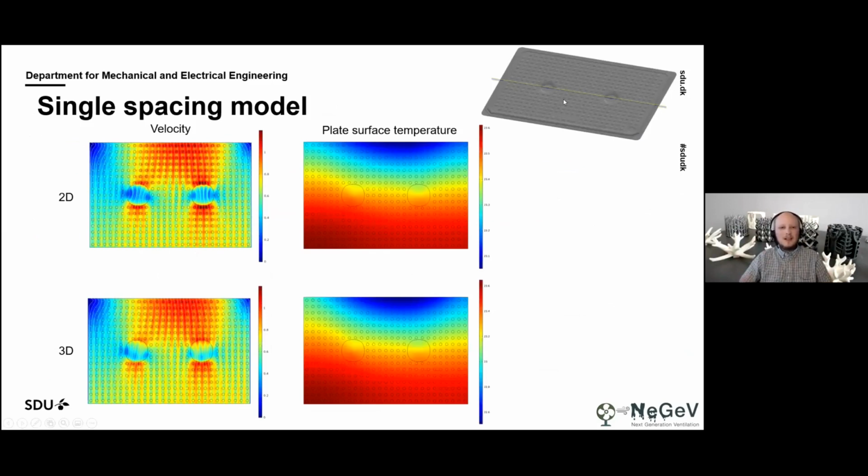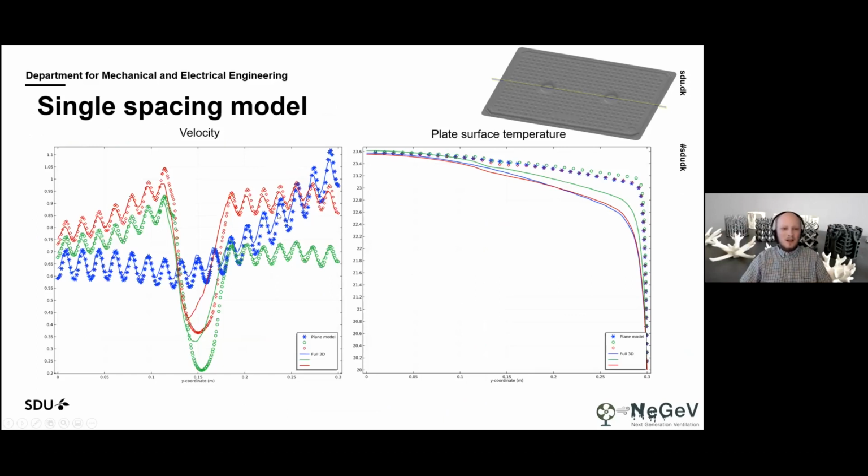We can look at the single spacing model where we're looking at the spacing between two heated plates. We also get that the plate surface temperatures are quite well captured. The velocity is overall very good. This is for some slices across the spacings. In lines, we see the full 3D, and the points are the plane model. Here we see the surface temperature of the plates are also well captured, but not quite as good. We have quite a high discrepancy near the inlet side, but I think we can resolve that in the future.